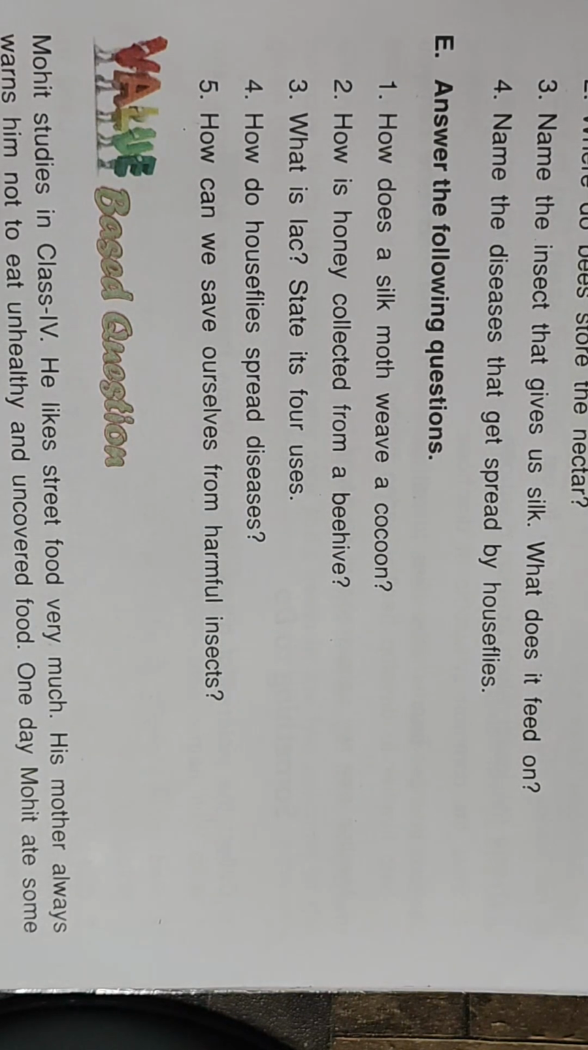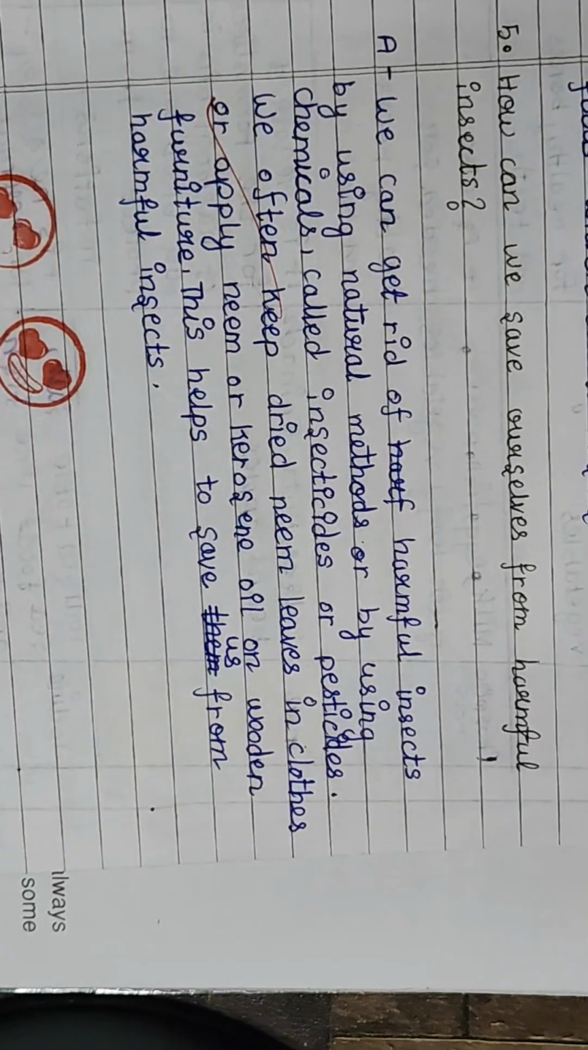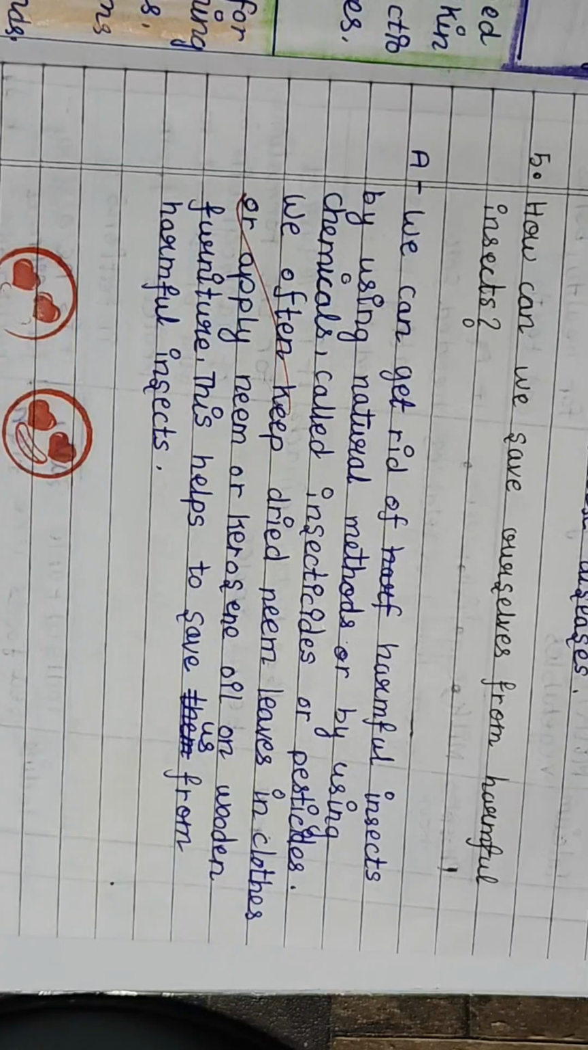How can we save ourselves from harmful insects? We can get rid of harmful insects by using natural methods or by using chemicals called insecticides or pesticides. We often keep dry neem leaves in cloths, and apply neem or kerosene oil on wooden furniture. This helps to save us from harmful insects.